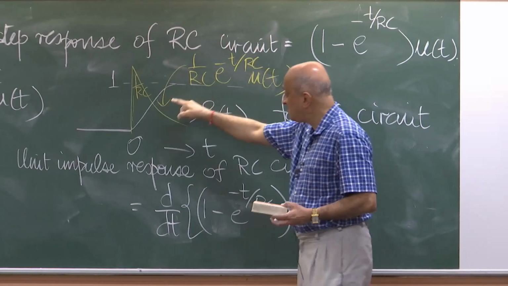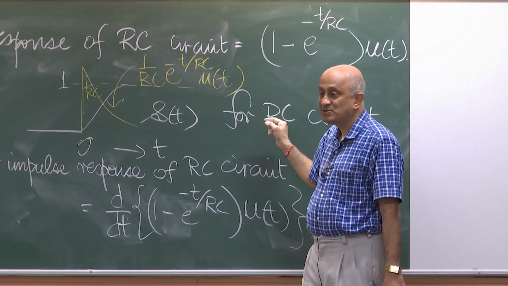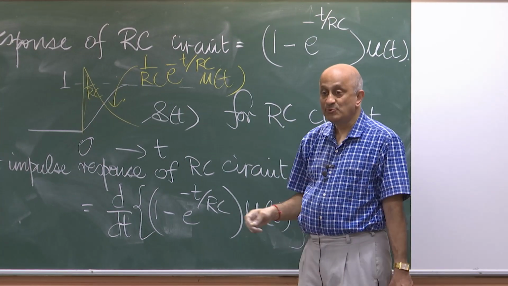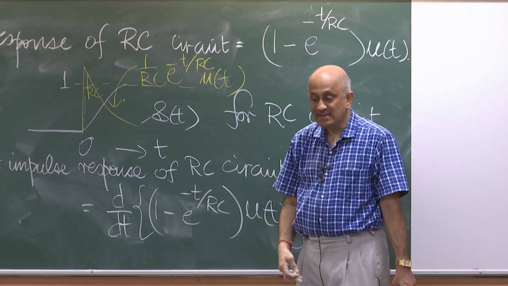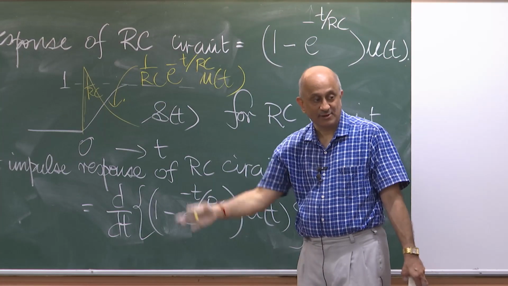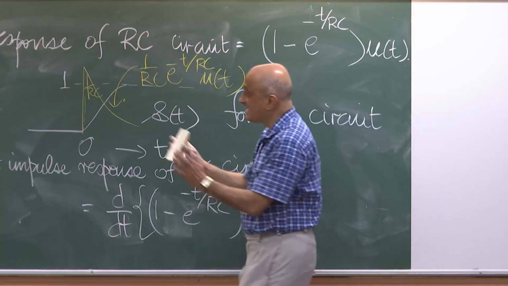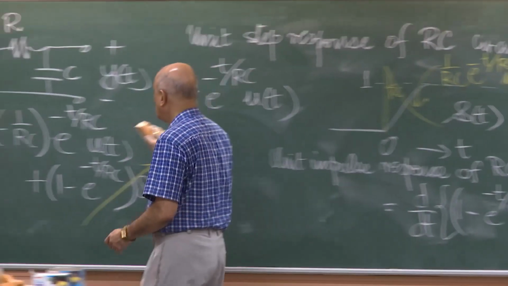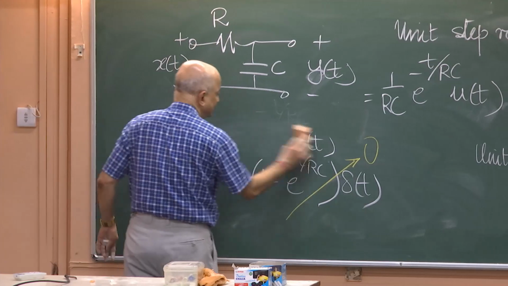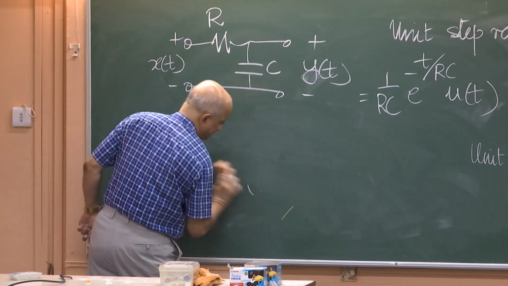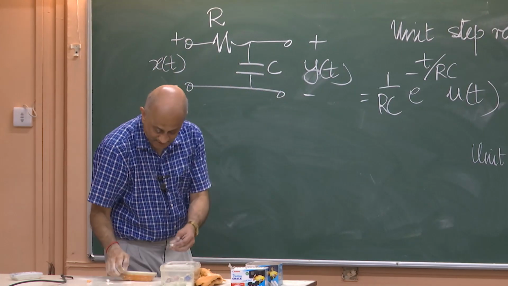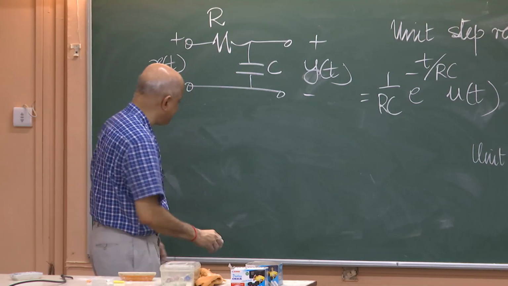So, the unit step response rises asymptotically to 1, and the unit impulse response begins at 1 by RC and drops exponentially towards 0. So, in fact, we can sketch it together. We have the input x(t) and the impulse response. Let us sketch it together.